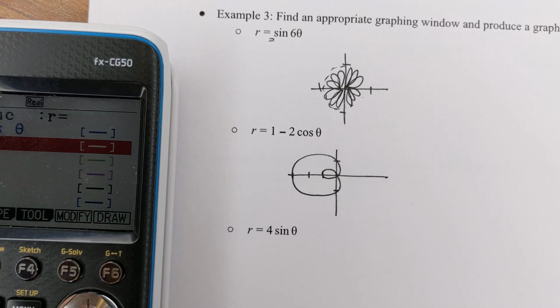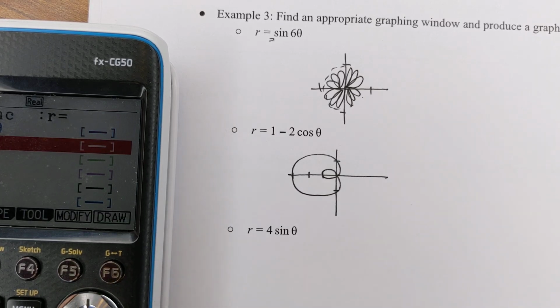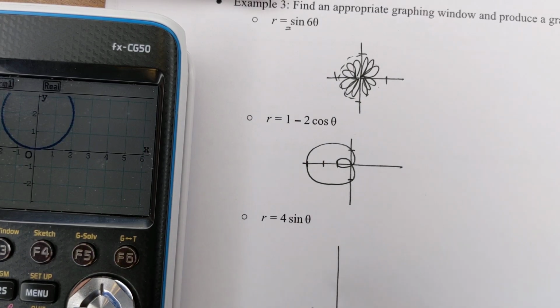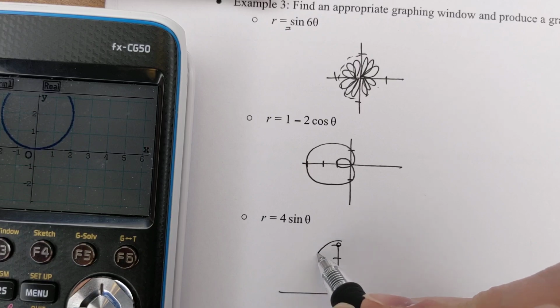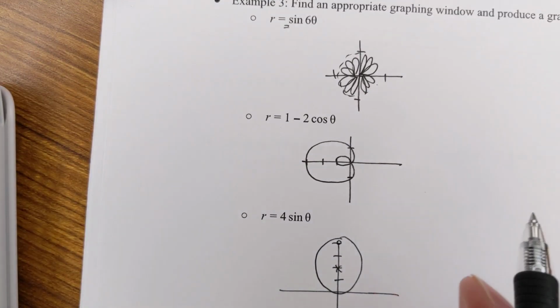All right, 4 sine theta. Oops, not 4 cos. It's a circle. It hits 0, 1, 2, 3, 4 there. So actually it's a circle centered at 0, 2 with radius 2.